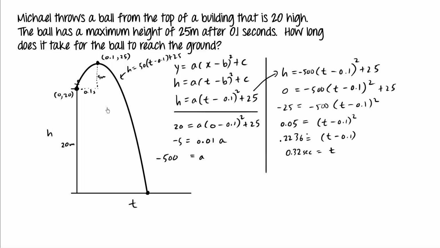Michael throws a ball from the top of a building that is 20 meters high. The ball has a maximum height of 25 meters after 0.1 seconds. How long does it take for the ball to reach the ground?